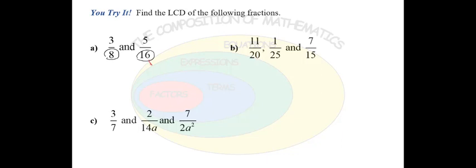So if we look at 16, 8 does divide 16. 16 divided by 8 is 2. So since 8 goes into 16, then the lowest common denominator must be equal to 16.